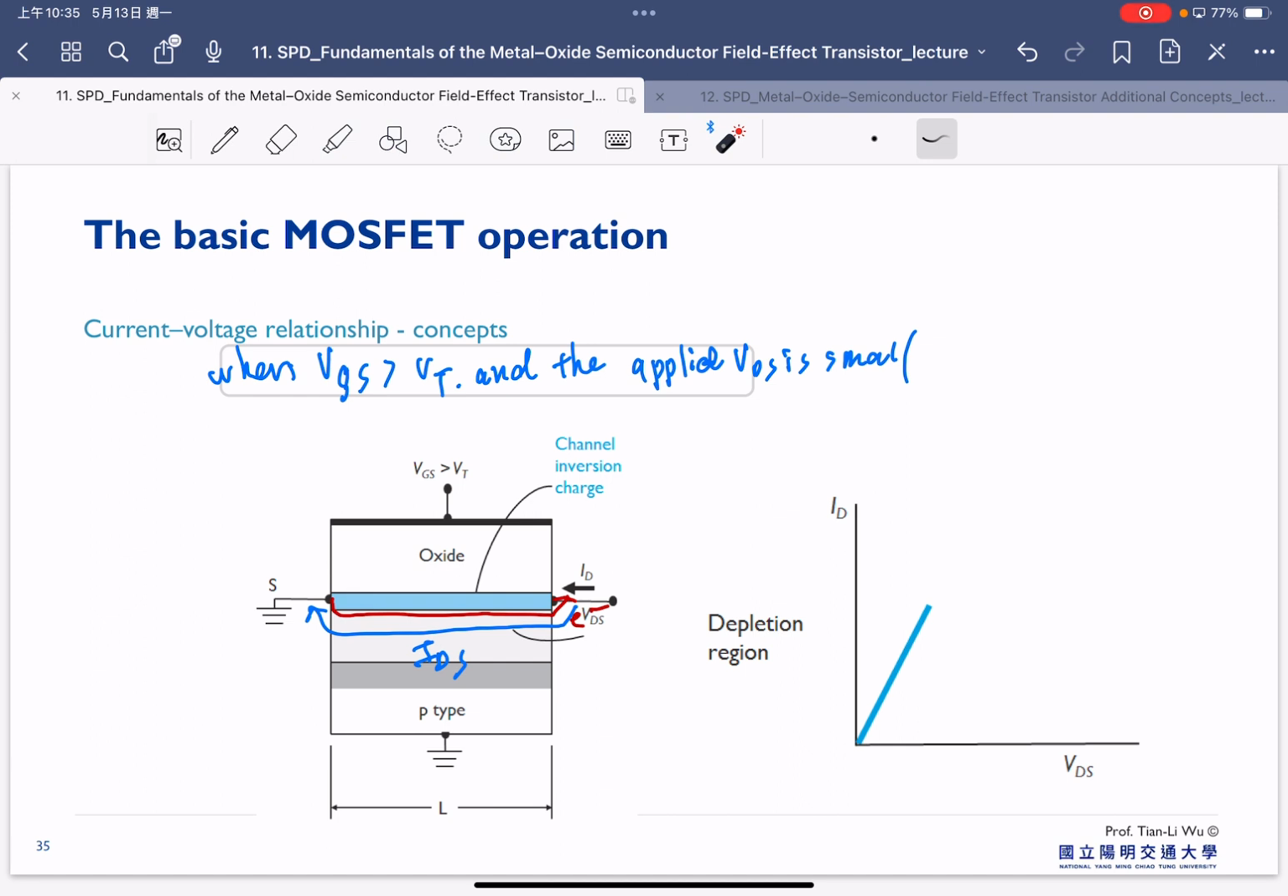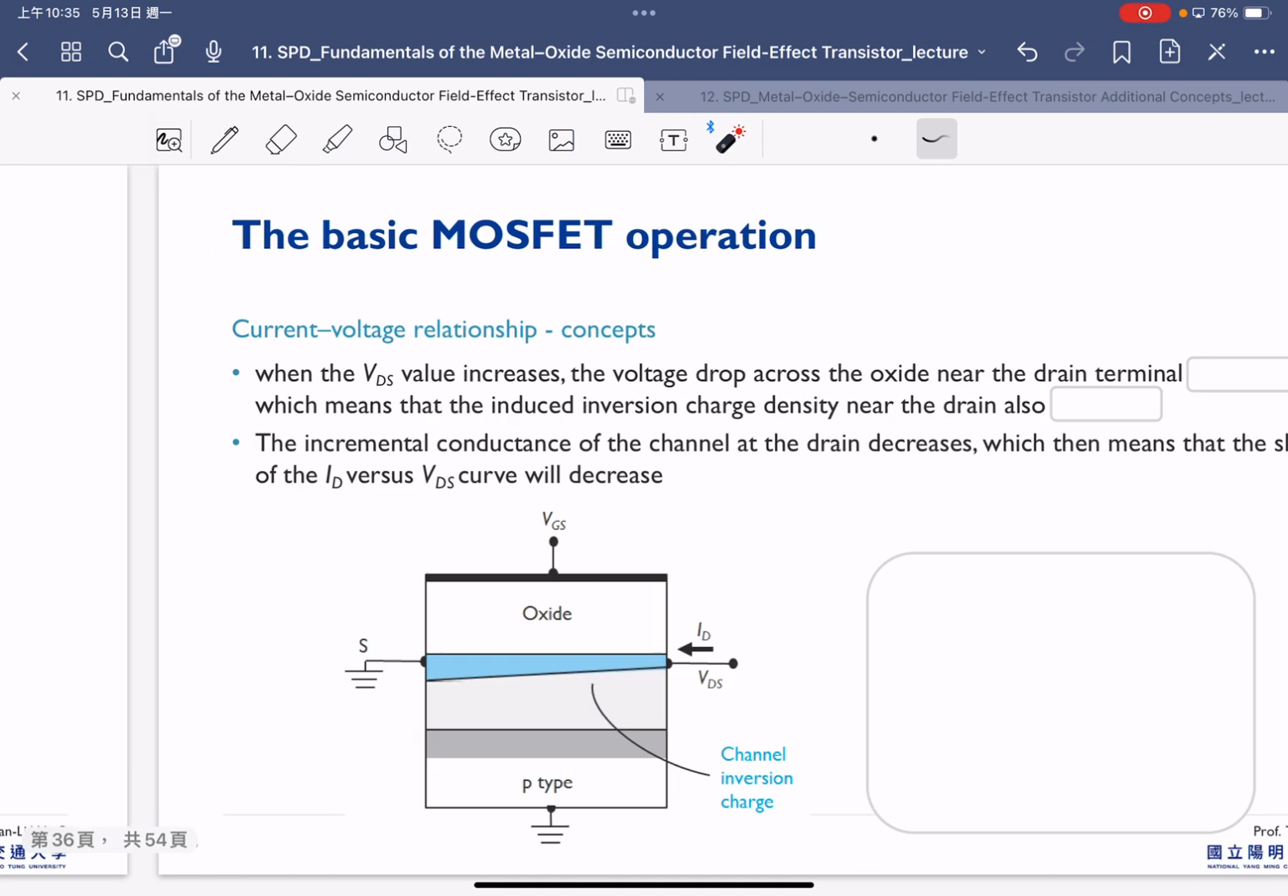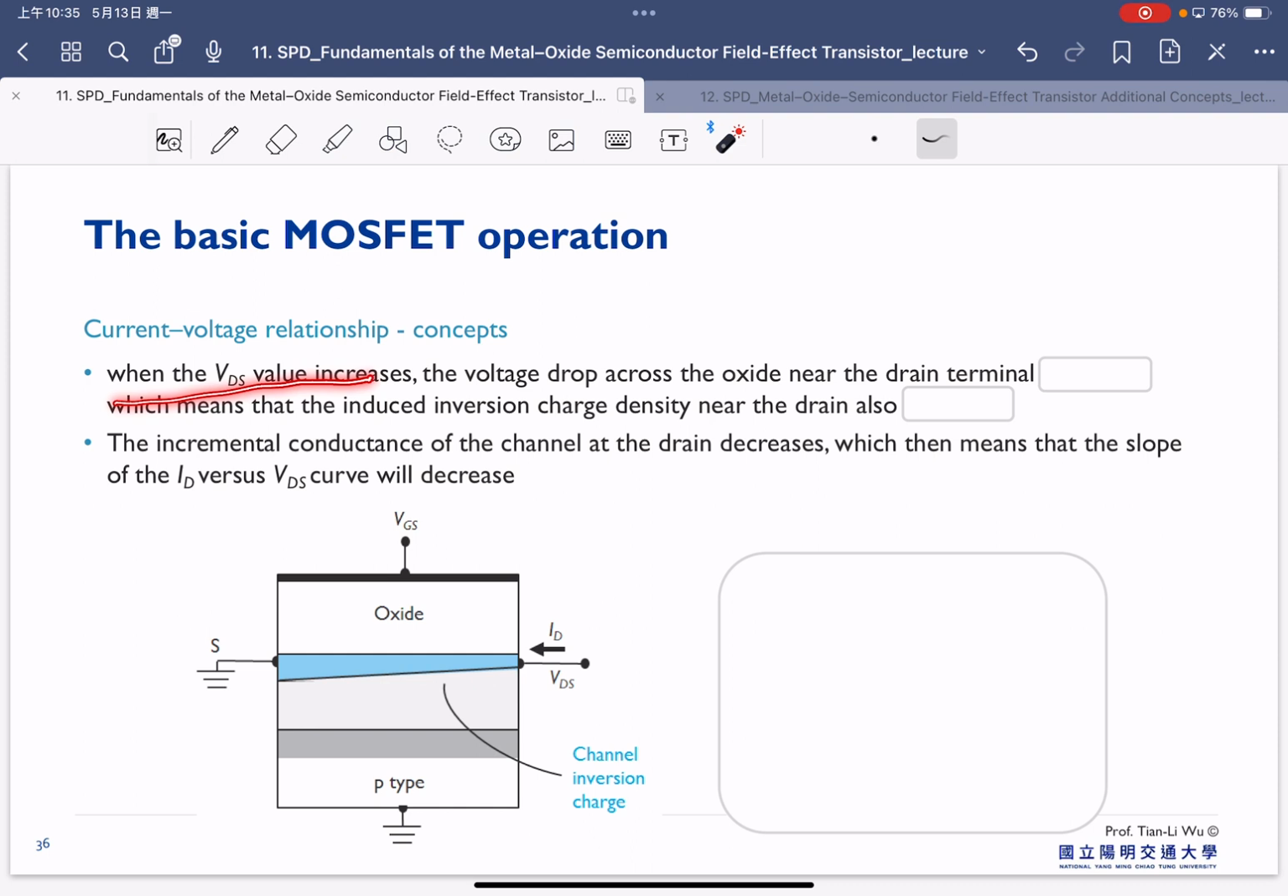But the next stage that we will be interested in is if we keep increasing the VDS, because right now in this ID-VDS plot we only consider this region. But how about if our VDS is increased? When VDS value is increased, the only thing that will change is that the voltage drop across the oxide near the drain terminal decreases. This is because if you consider the voltage difference between the gate and drain side, this is what we consider as VGD. VGD is equal to VGS minus VDS.